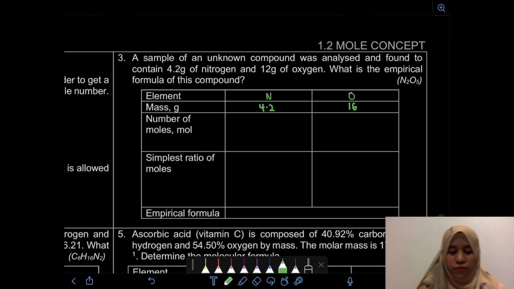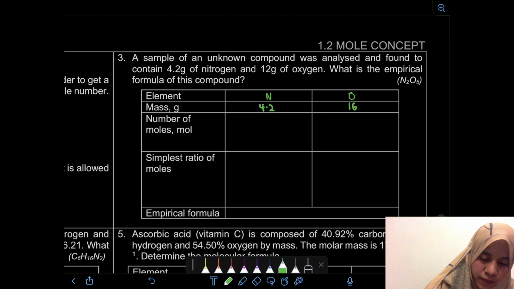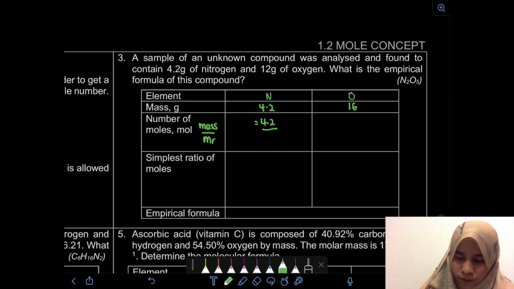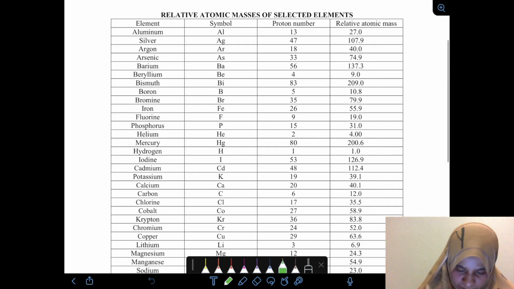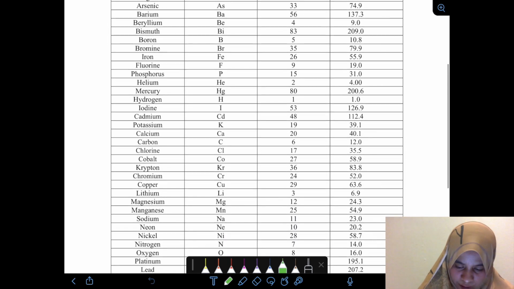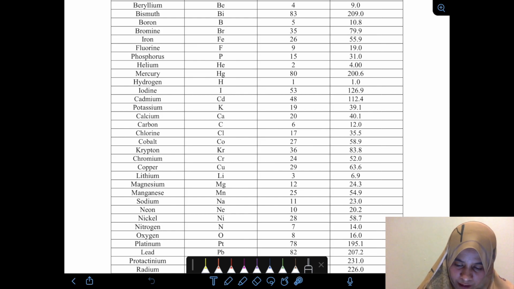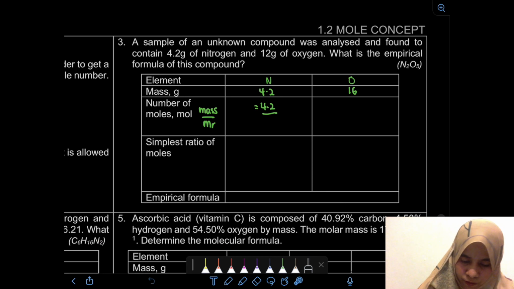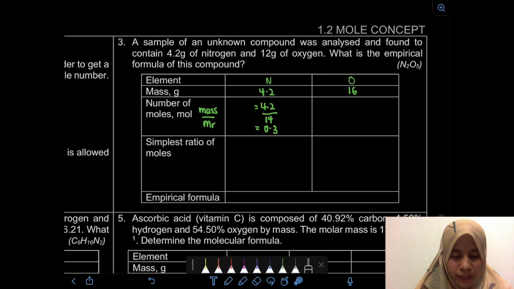How to get the number of mole? Remember, dia adalah mass divided by molar mass. Mass dia 4.2 divided by molar mass of nitrogen. Mana nitrogen? Remember, tengok at your right hand side here. So it's 14. So the answer we get 0.3. Okay, again. Unit tu, I haven't written it down here sebab ada dekat sini.